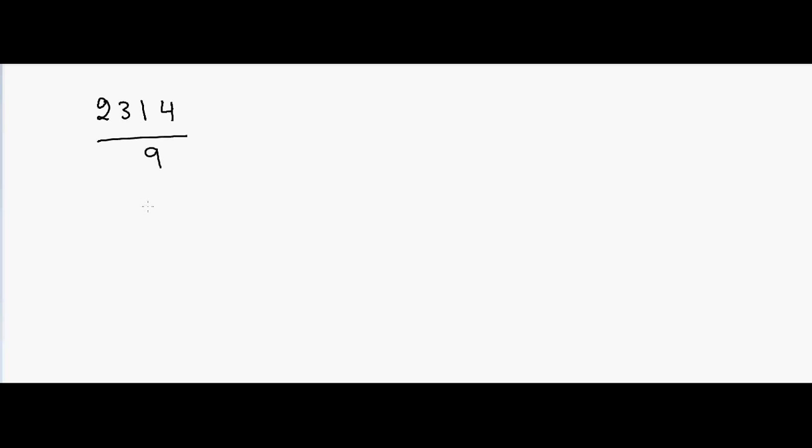So in that case, what we will do is we'll add all these four digits together. So 2 plus 3 plus 1 plus 4, that will give me 5, plus 1 is 6, plus 4 is 10. So if you look at 10, if you divide 10 by 9, you will get 1 as a remainder. So your remainder would be 1 in that case.